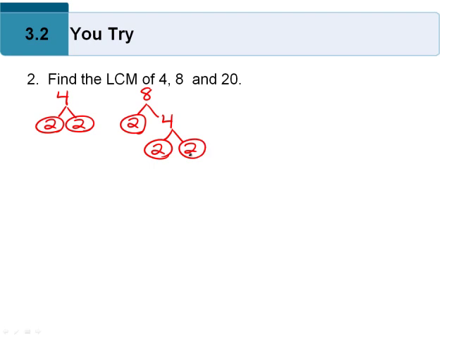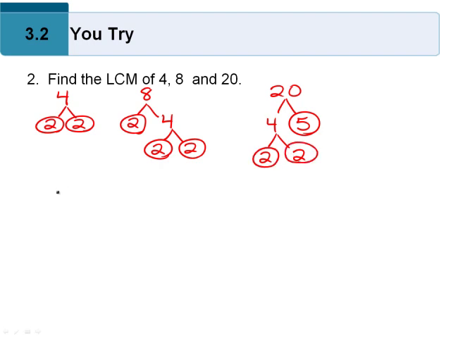All right, number 2. Find the LCM of 4, 8, and 20. Okay, so start with your prime factorization. 4 is 2 and 2, both prime. All right, 8 is 2 and 4. 2 is prime. 4 breaks down one more time into 2 and 2. Okay? 20, I'm going to use 4 and 5. So 5 is prime, but I need to break the 4 down one more time into 2 and 2.